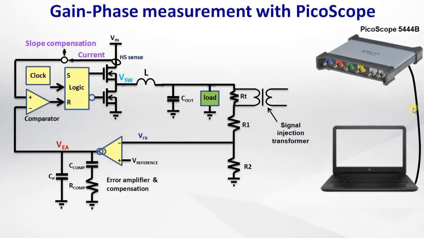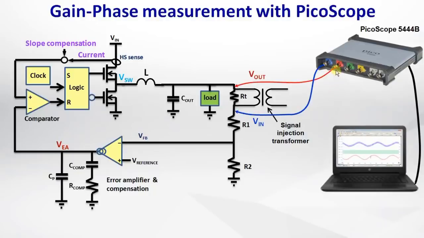PicoScopes are PC oscilloscopes. The hardware is connected to your PC, which runs the PicoScope software. For the gain phase measurement, the scope channel A is connected to the loop input and channel B is connected to the converter output. PicoScopes have a built-in generator, which is used for the injection signal, so the generator output is connected to the signal injection transformer input.